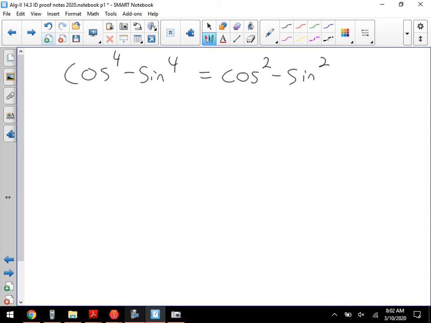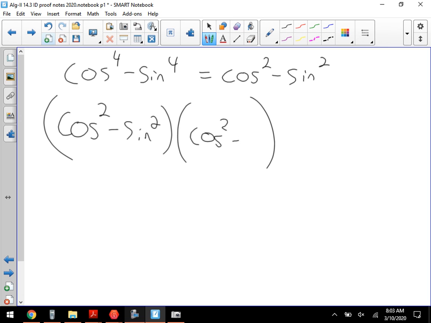All right, so let me ask you this. You're gonna hate me for this one. Is that a perfect square? It's a difference of squares. You get cosine squared minus sine squared, and what's the other term? Cosine squared plus sine squared. What's cosine squared plus sine squared? 1, and you're done.